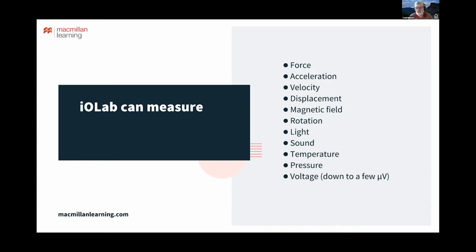So what can iOLab do? Well, it can measure just about anything that you might need to measure in a Physics 1 kind of lab. It has force sensors. It has a wheel sensor for measuring kinematic quantities. You can measure magnetic field. We can measure light and sound, rotational motion, as well as temperature and pressure. It also has voltage measurements. It has individual pins where you can access current and voltage and make some measurements. So it's really ideal for this intro kind of course.